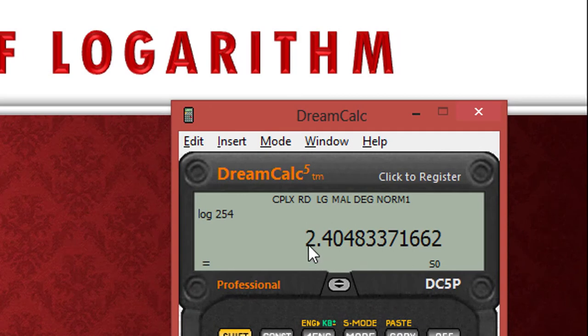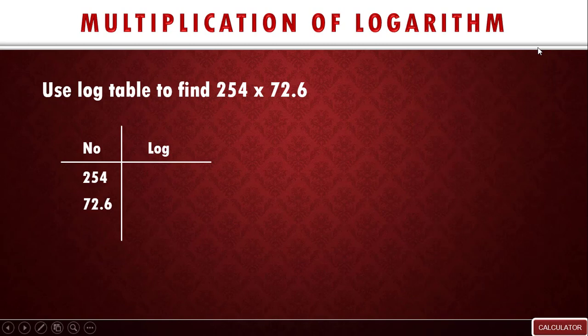If you can see right here, we have 2.4048. If you remember, the 2 is the characteristic and the 0.4048, that's the mantissa. So the mantissa is only 4 digits. So if you need to approximate, if you approximate 3, it will still give you 0. That means you still have the same 8 here, so you don't need to bother about it. So for our logarithm, therefore, 254 will be 2.4048. Okay, so we have 2.4048. So let's determine the one for 72.6.